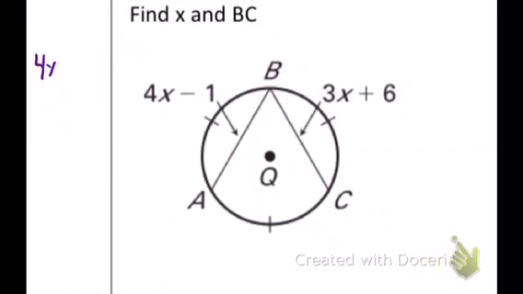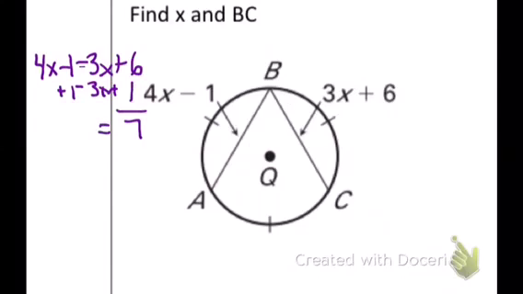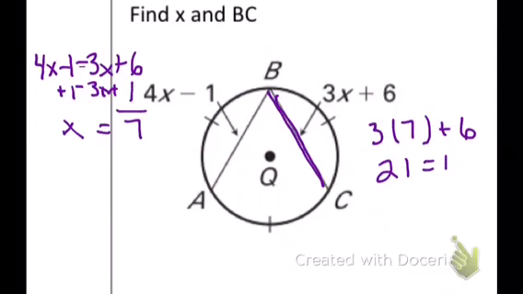For the second one, you do 4x minus 1 equals 3x plus 6, and you add 1 to both sides, and then you get 7, and then subtract 3x from both sides, and you get x, and x equals 7. Then you find BC, so you do 3 times 7, it gives you 21, plus 6 is 27.